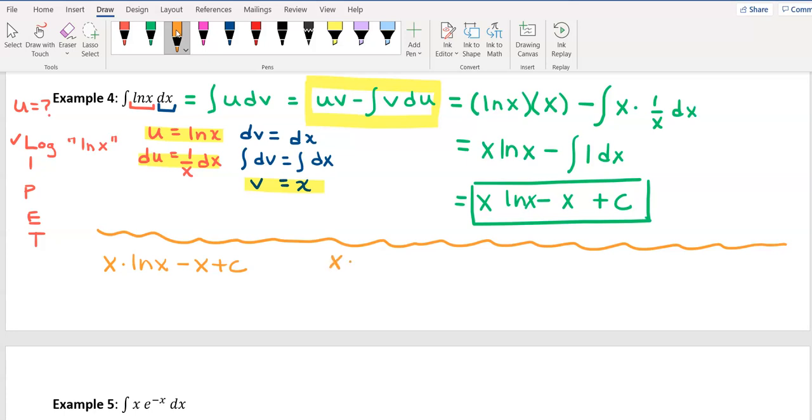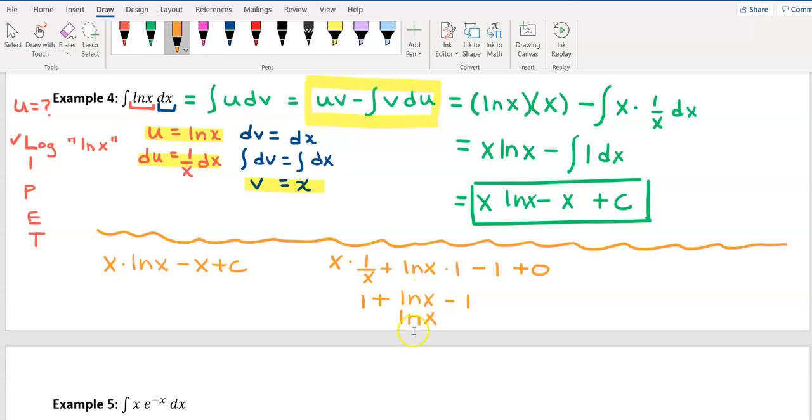So first times the derivative of the second plus the second times the derivative of the first, and then the derivative of negative x is just -1, and then the derivative of our constant would just be 0. Okay, so let's simplify this. x times 1 over x is 1, plus ln of x times 1 is just the ln of x, minus 1, and then we don't need the 0. So the 1's would cancel, and notice what we're ending with, ln of x.